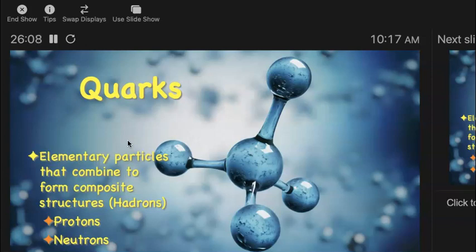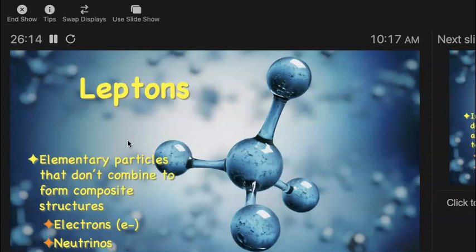Flavors. Pretty sure quarks come in flavors. And I know they've never licked them because they haven't even seen one. Leptons. Leptons do not combine to form composite structures. And your example of a lepton is an electron, and neutrinos, which we don't really talk about.